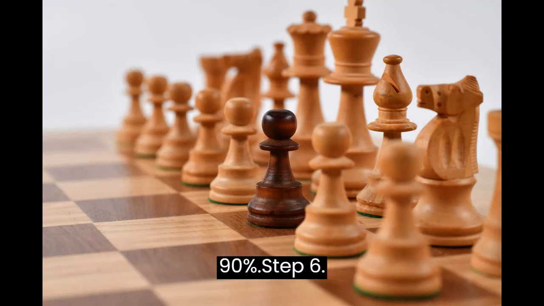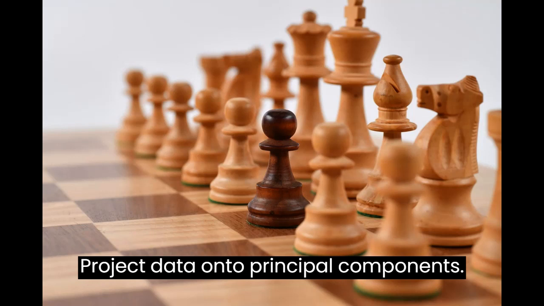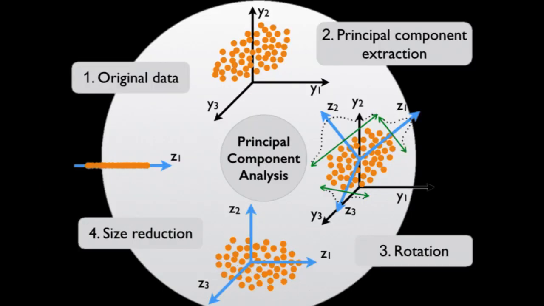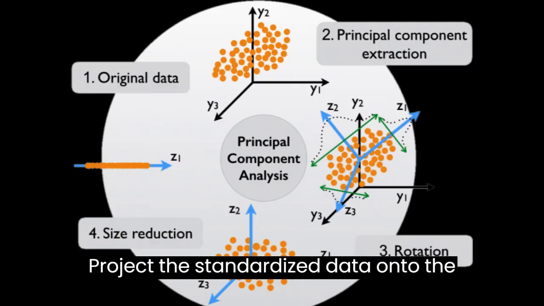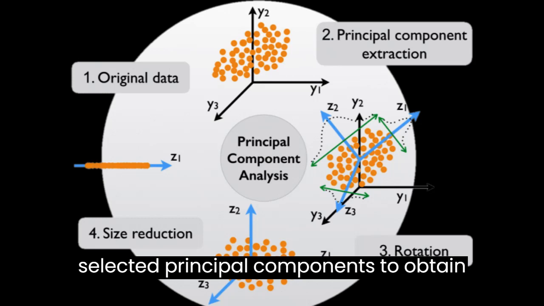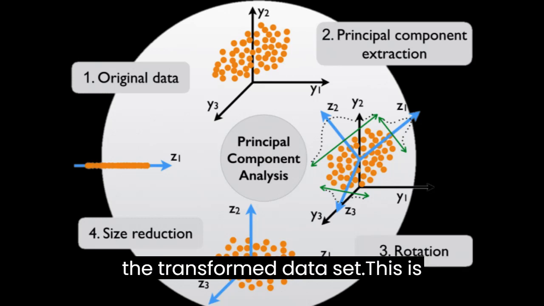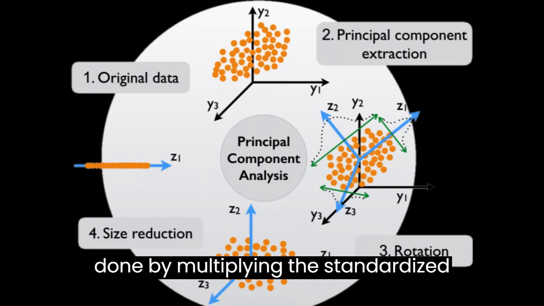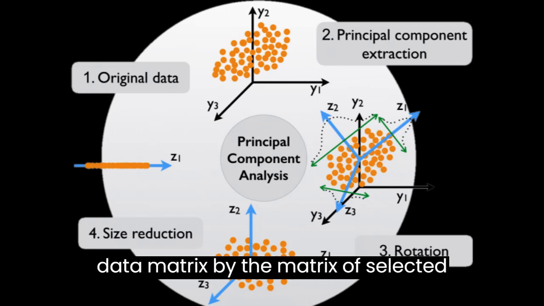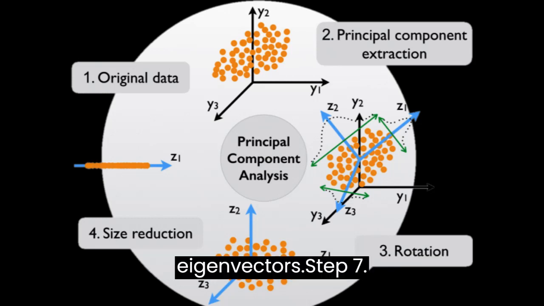Step 6. Project data onto principal components. Project the standardized data onto the selected principal components to obtain the transformed dataset. This is done by multiplying the standardized data matrix by the matrix of selected eigenvectors.